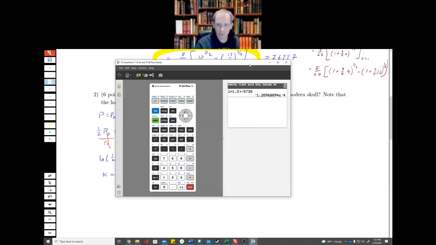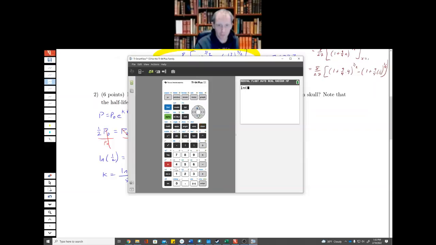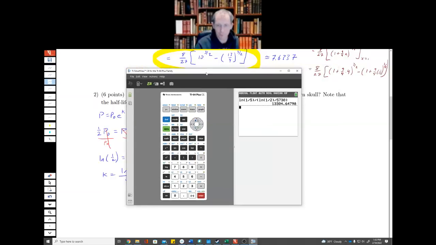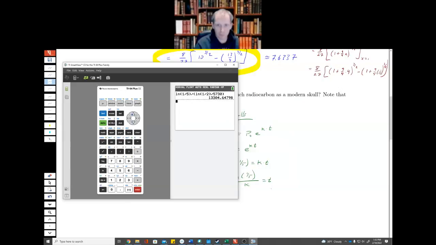So I get up my calculator, and we say, all right, we have ln of 1/5, and I'm going to divide it, and now I'm going to put this other fraction in parentheses. I have ln of 1/2 divided by 5,730. Okay, so then we get a number out, and that's the number of years. So 13,304.65.